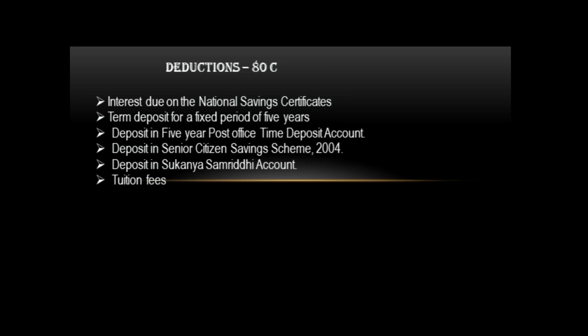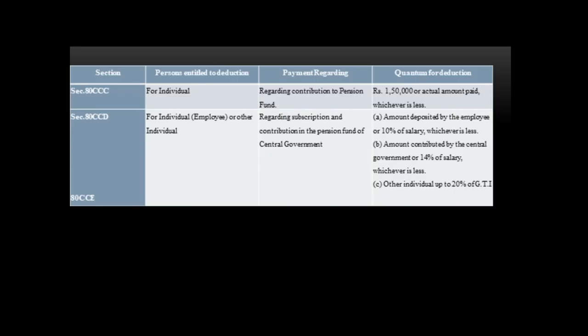The next section is 80CCC, and it's regarding the contribution to pension fund, that is, an annuity plan covered under life insurance. Contributions made by an assessee towards pension fund will be considered. The assessee who is entitled for deduction is individuals alone, and the quantum of deduction is 1,50,000 or the actual amount paid, whichever is less.